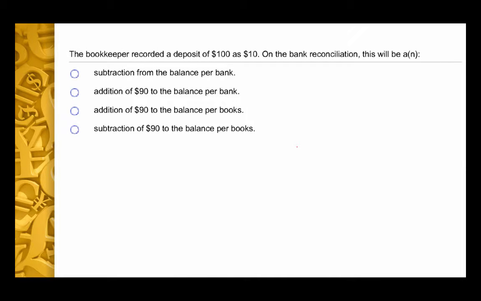Now let's move on to another representative example of what will be on your exam. The bookkeeper recorded a deposit of $100 as $10 on the bank reconciliation. This would be a blank. So the first thing we have to do is figure out the difference. We know it's $90, and since this is a deposit, we know we're adding it. So in this case, we're adding it, since we recorded it wrong on our books. So hopefully you've got that you're going to add the $90 to your book balance.